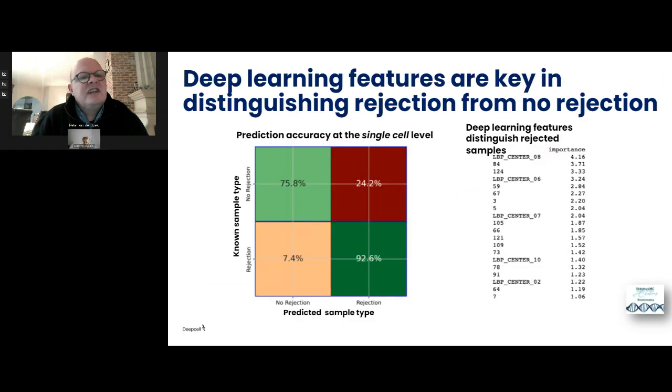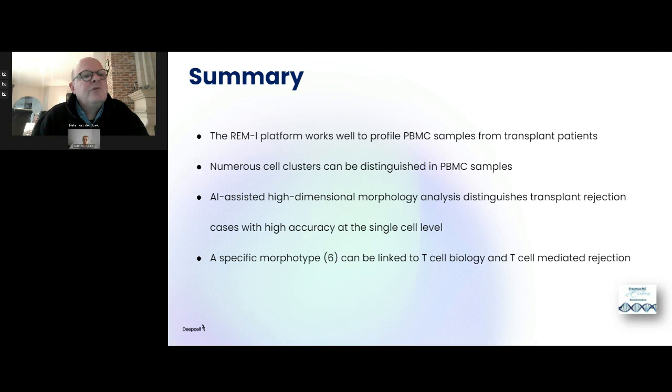So again, the prediction accuracy that we obtained in this experiment is 75.8%. In summary, the REM-I platform works very well to profile PBMC samples from transplant patients. Numerous cell clusters can be distinguished in PBMC samples, and AI-assisted high-dimensional morphology analysis distinguishes transplant rejection cases with high accuracy at the single cell level. A specific morphotype, number 6, can actually be linked to T-cell biology and T-cell mediated rejection. We're following this up in independent validation studies right now.